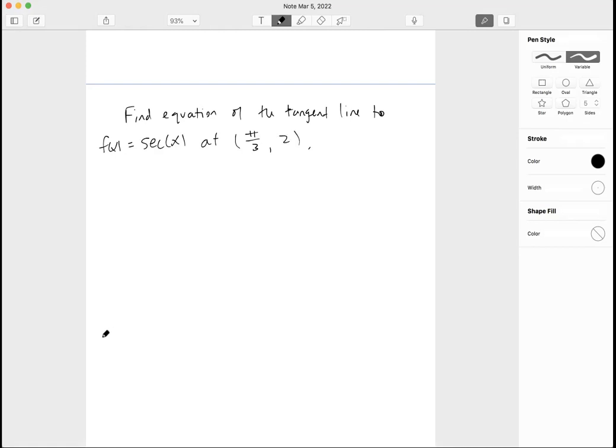So we know the equation of any line, right, is y minus y1 is equal to m times x minus x1, or x0, whatever you prefer. And we have a point, pi over 3 comma 2. But what is m? Well, that's exactly what the derivative tells us. m is the derivative at pi over 3.